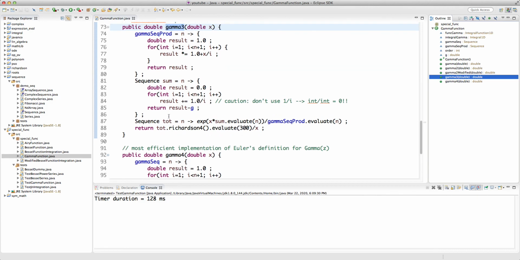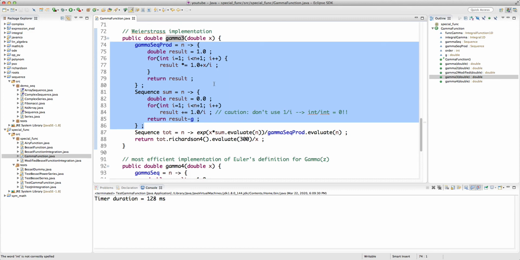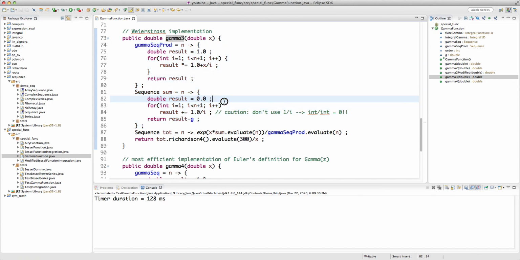And then once we do these, as you can see, these two sequences are just elementary operations: division, multiplication, summation. What I want to point out is this one, 1 over I. You have to be very careful about this type of operation, because if you just write 1 over I, the compiler will see it as integer divided by integer, and because I is greater than 1, it returns 0. So you always have to be cautious and convert this to double.